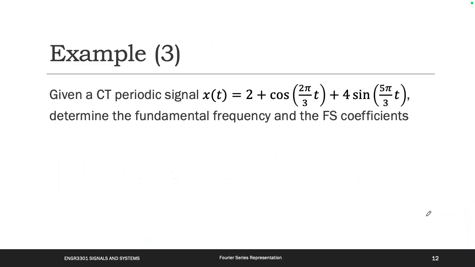Okay, let's try to review this one. Given a CT periodic signal, determine the fundamental frequency and the Fourier series. You need to determine the fundamental frequency and the FS coefficient. What equation will you use? Yeah, the analysis equation. Then we know. What's the periodic signal? What's the fundamental frequency?